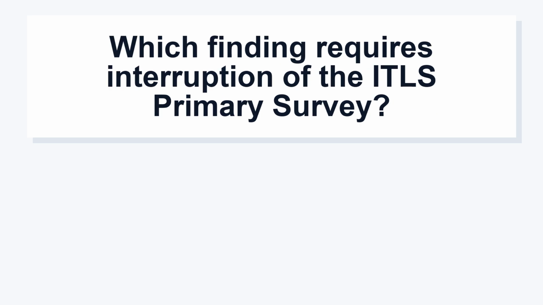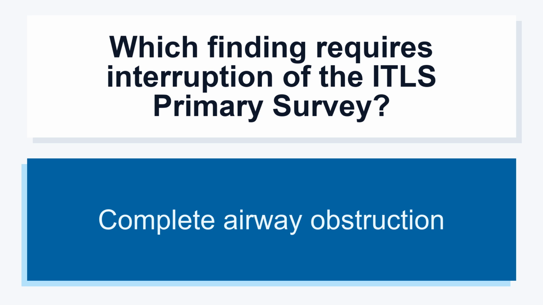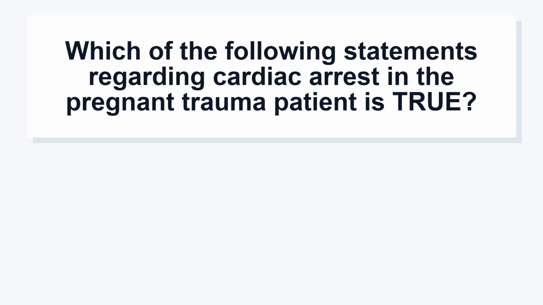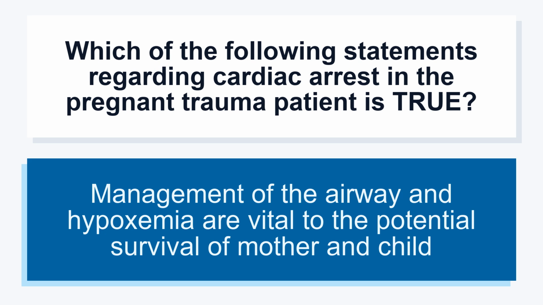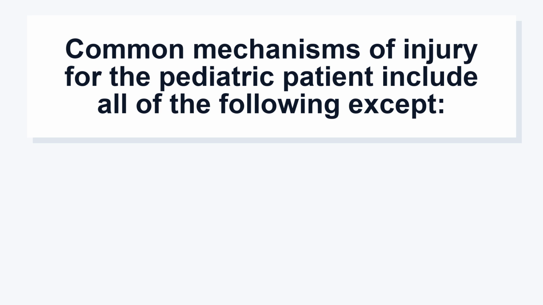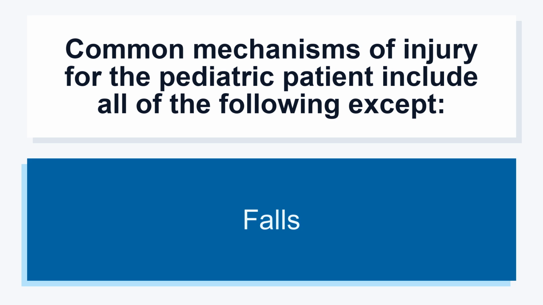Which finding requires interruption of the ITLS primary survey? Complete airway obstruction. Which of the following statements regarding cardiac arrest in the pregnant trauma patient is true? Management of the airway and hypoxemia are vital to the potential survival of mother and child. Common mechanisms of injury for the pediatric patient include all of the following except falls.